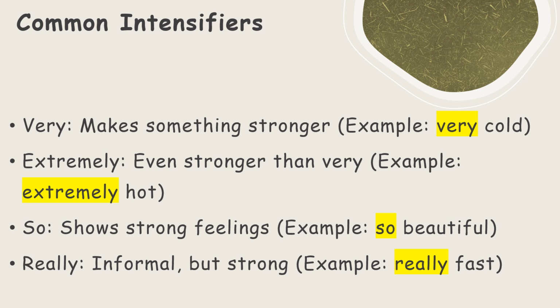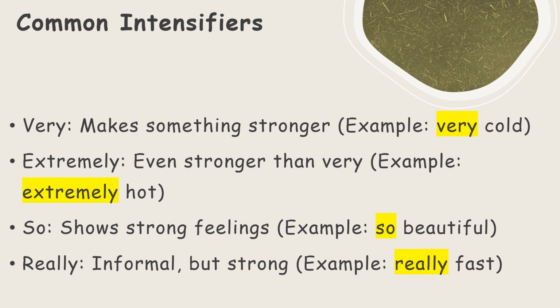Now let's take a look at some common intensifiers. They are normally used when you speak and it's not very advisable to use them in writing. Now, what is the first one? Very. It is used to make something stronger. For example, very cold. In the class you say, it's very cold teacher, please switch off the AC. So when it is cold which you cannot bear, then you say very cold.